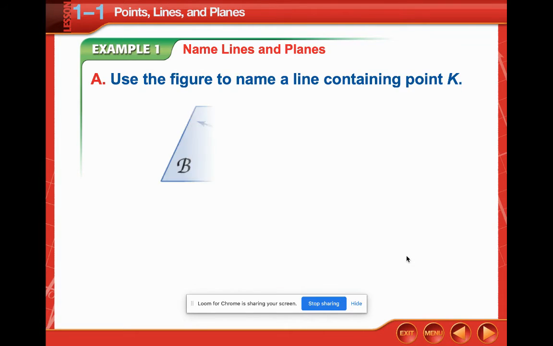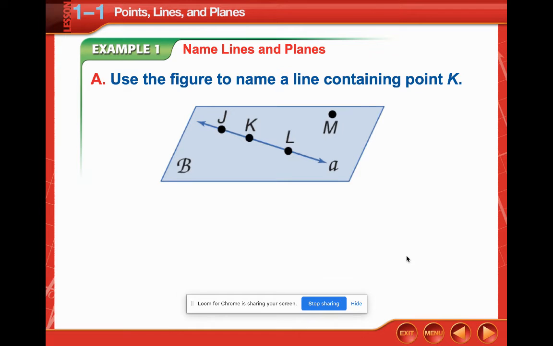So let's keep going. It might help if we go through some example problems. Use the figure to name a line containing point K. So let's find point K. We've got it right here. There's only one line in the figure, right? So it's got to be this line, and it has point K in it. The line literally goes through point K. So we know this is the line. Now we have to name it.